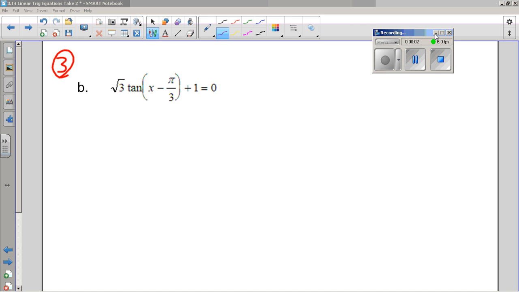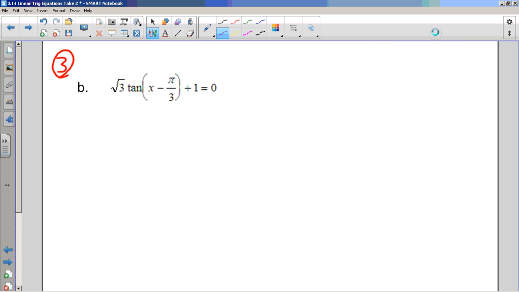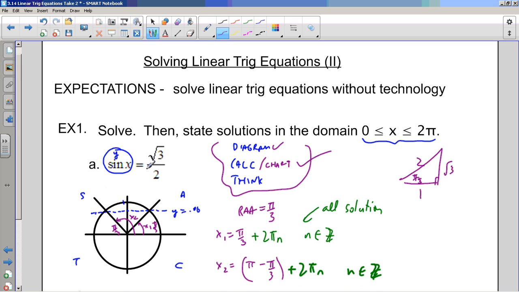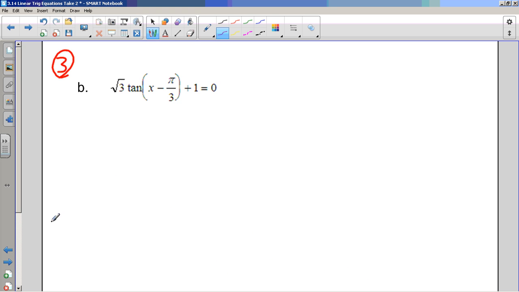Back for part 2 of take 2 of linear equations. What makes this one weird is it doesn't look like the ones that we're used to, right? We're used to sine x equals whatever, cos x equals whatever, tan x equals whatever. This isn't that, right? So the first thing that we might be interested in doing is making it look like that. We're used to maybe just this part, although this is weird, but we'll get to that.